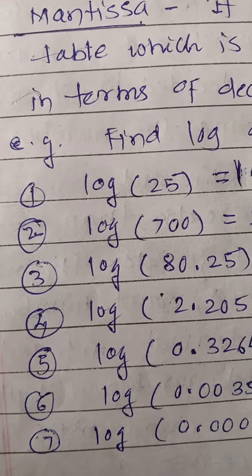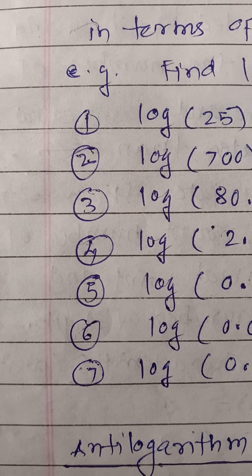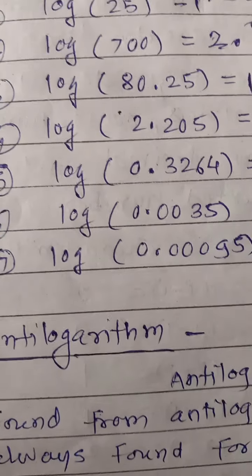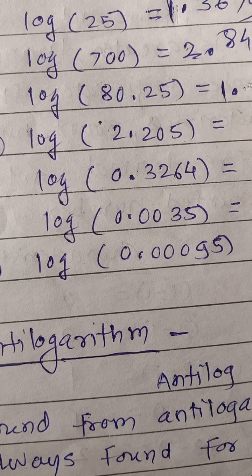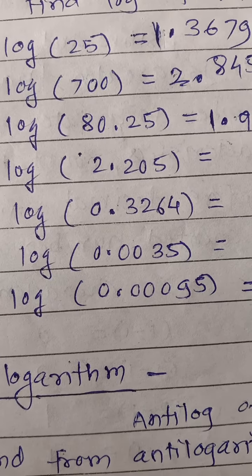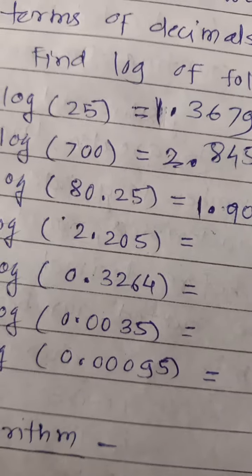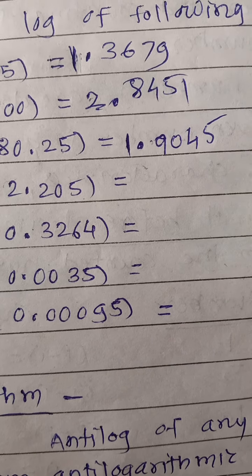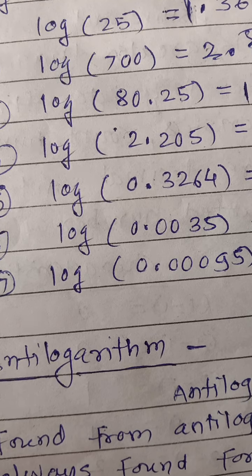9045. So that will be the value here. That value we will have to write here, 9045. So this will be the total log, that is 1.9045. This will be the total log.